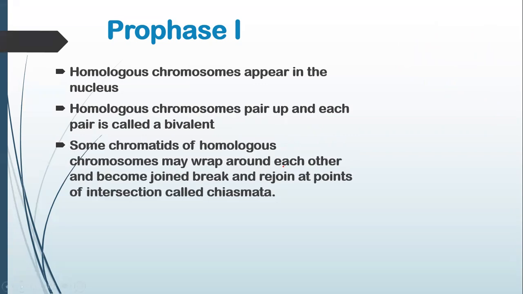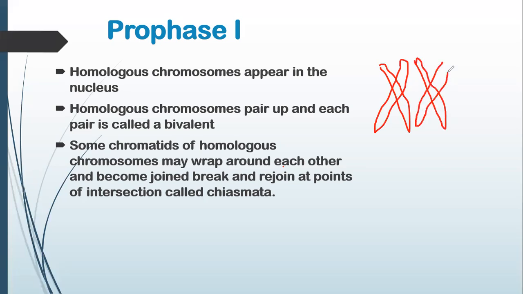Now, the non-sister chromatids, if you remember, I said if this is a chromosome, and this is its chromosome pair, and the two chromosomes are homologous, this chromatid here and this chromatid here, the same applies to this and this, they are referred to as non-sister chromatids of homologous chromosomes.